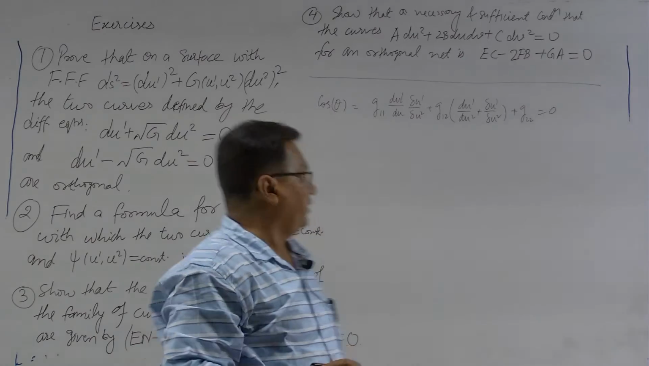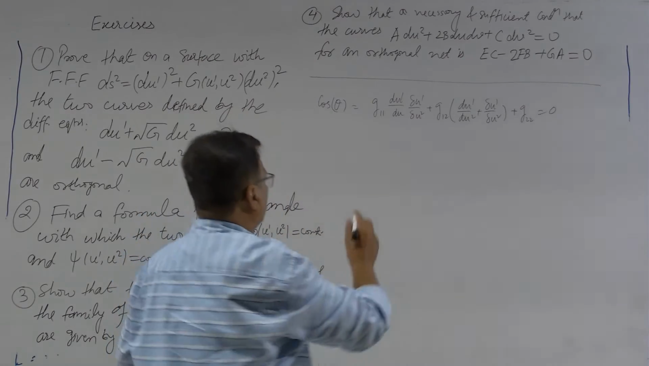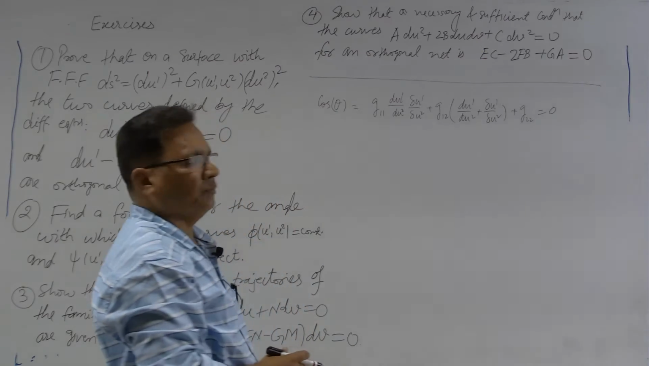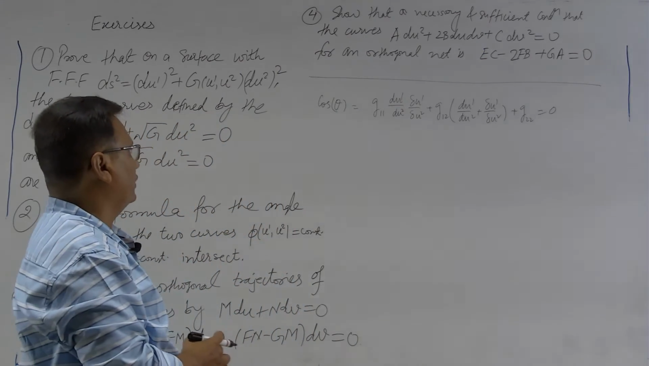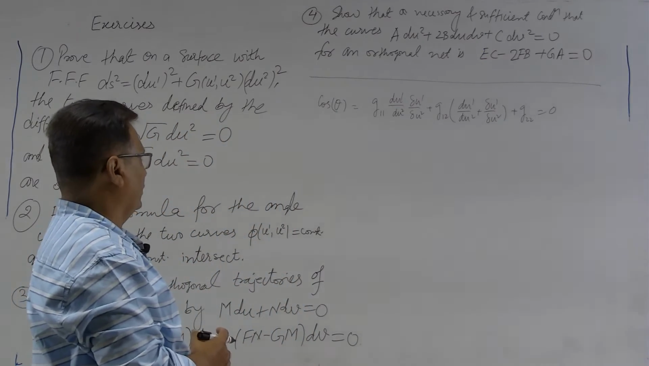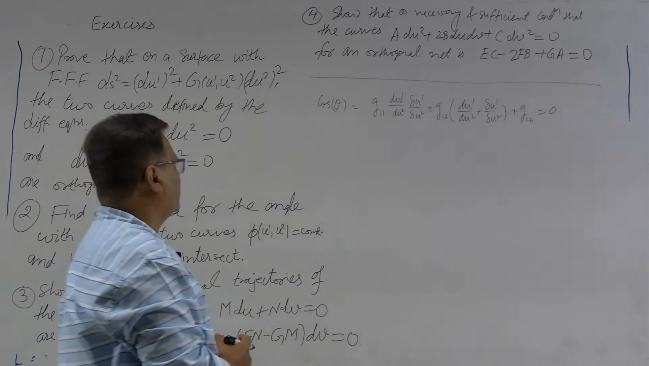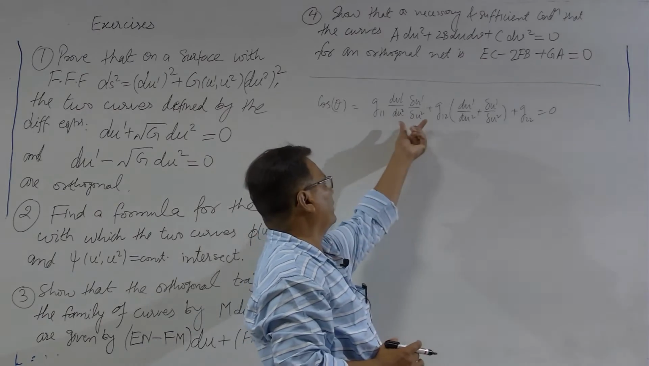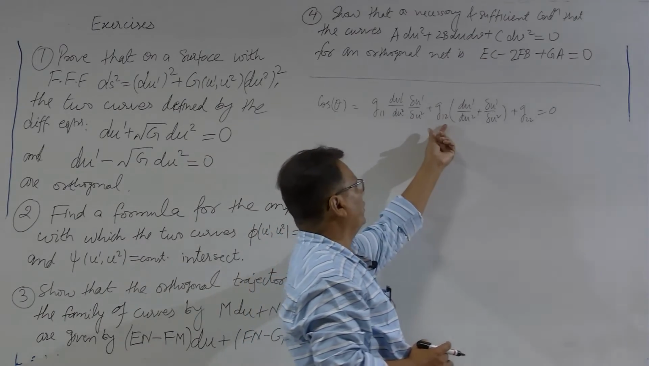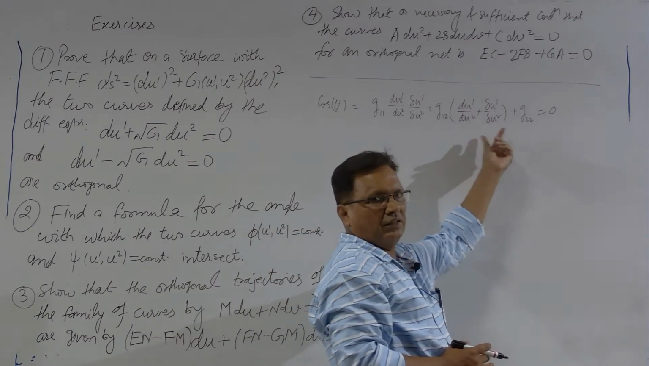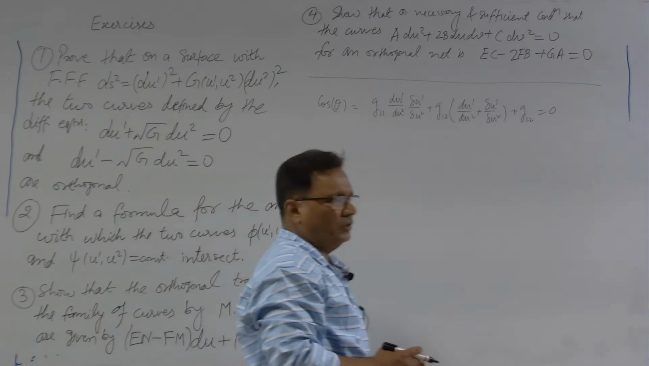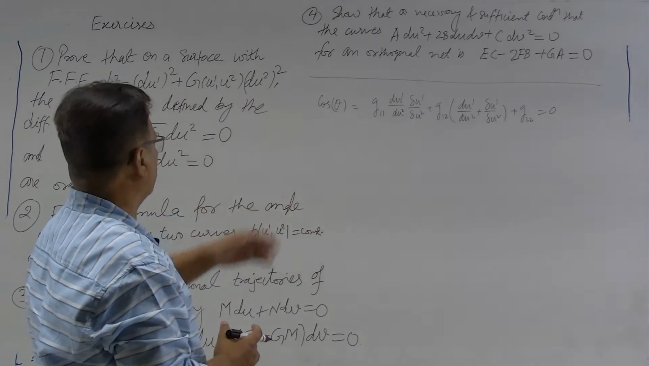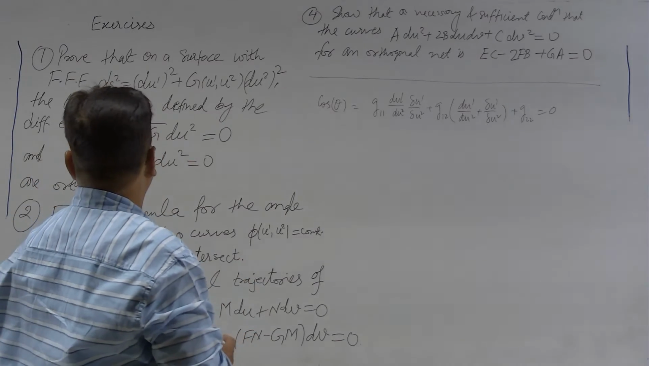where du1 upon du2 is the direction of the first curve, delta u1 upon delta u2 denotes the direction of the second curve. So, this condition in short says that G11 into the product of the directions plus G12 into the sum of the directions plus G22 must be 0 for the curves to be orthogonal. Now, based on this information, let us look at these problems.